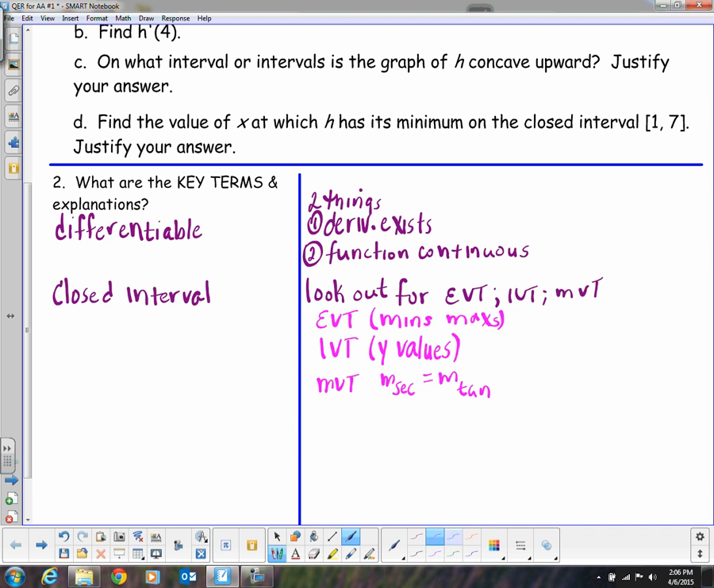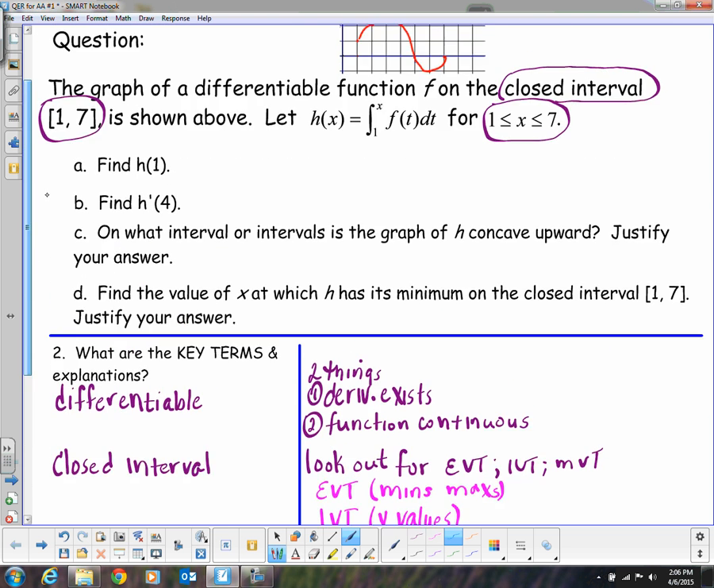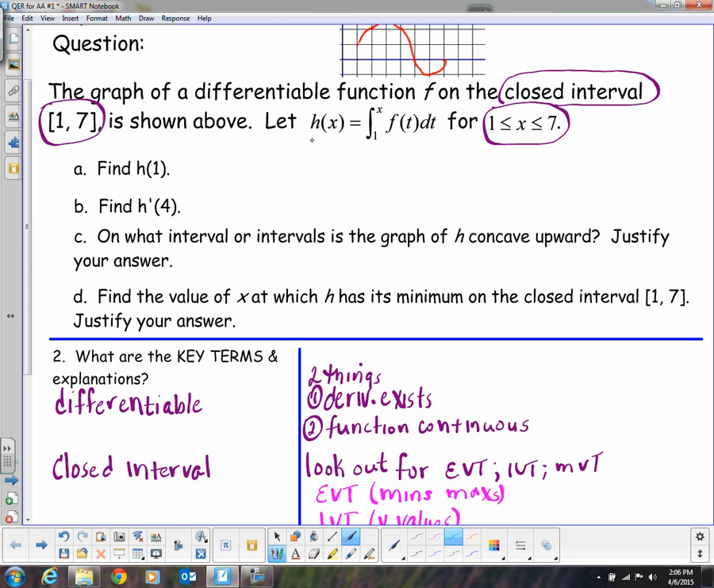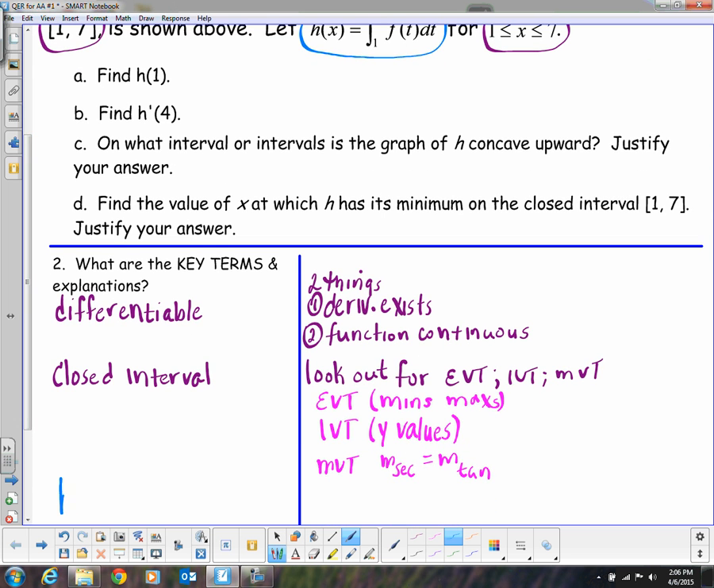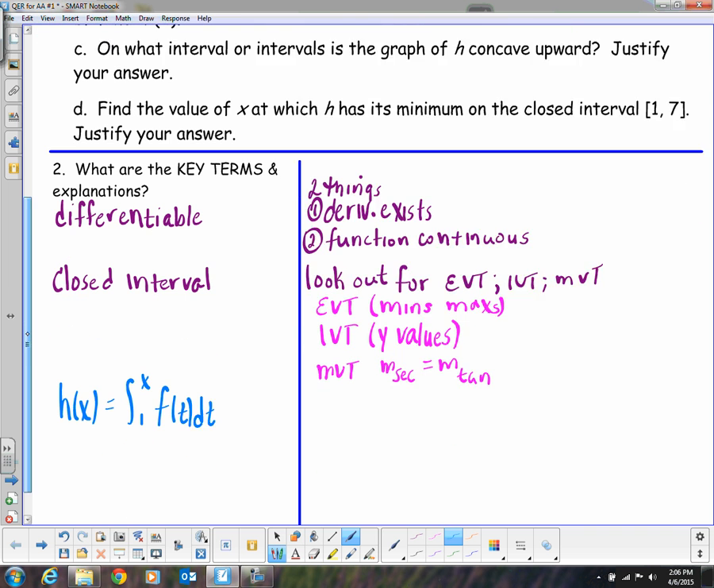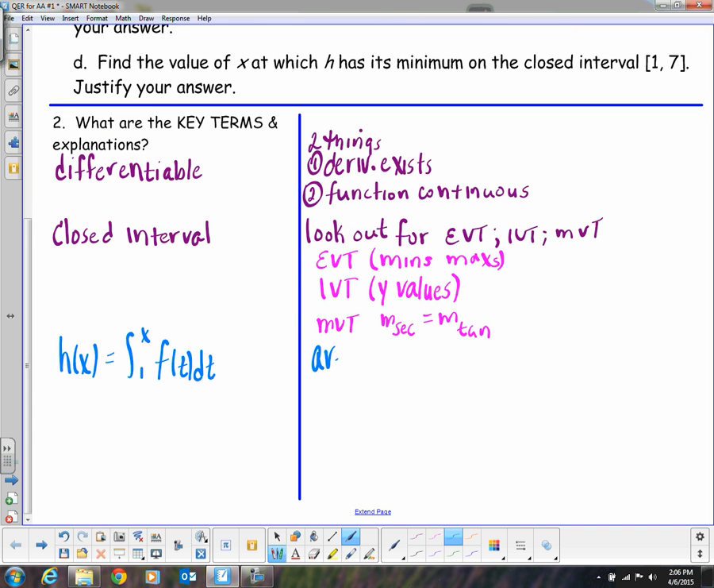All right, continuing, what do we have? We have as shown above. All right, let h of x, so let's look at this function, h of x. I'm going to put down my function right here. It's the integral from 1 to x of f of t dt. The first thing I know is that this is an area accumulating function, and I'm on a graph, so I will probably be having to do area accumulating.